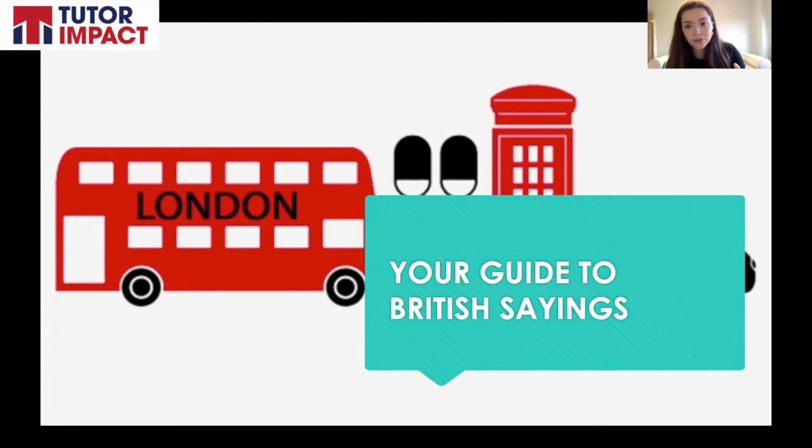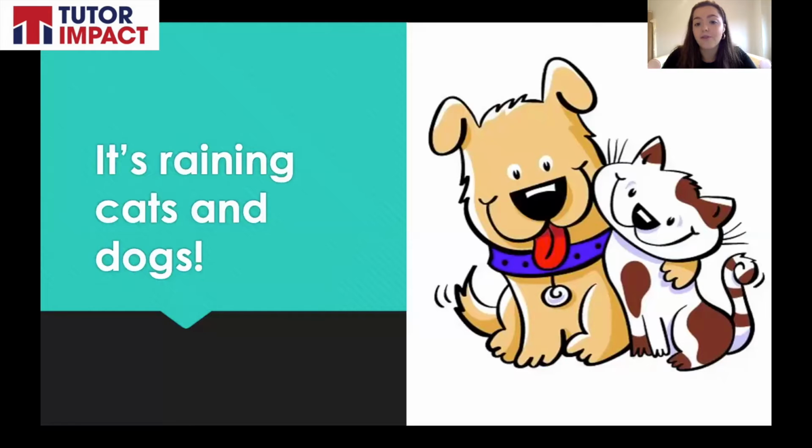So they're a bit difficult to explain without examples. So let's go through a couple of examples and I can help tell you what they mean, so you can use them in your conversations when you're speaking English and you'll sound like a really natural native speaker. Okay, so our first example, you might know this one because it's a very famous one. It's raining cats and dogs.